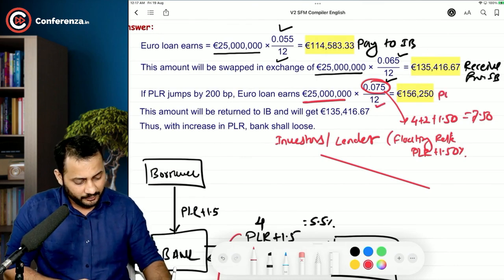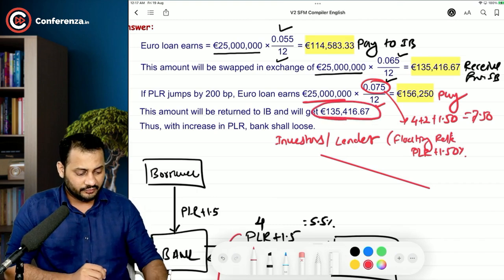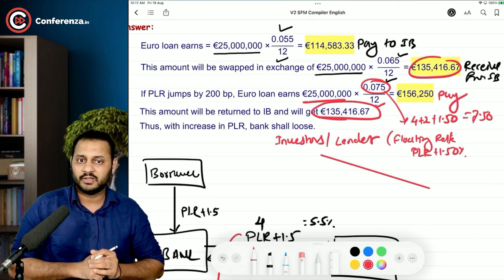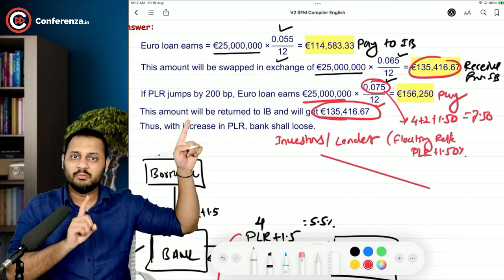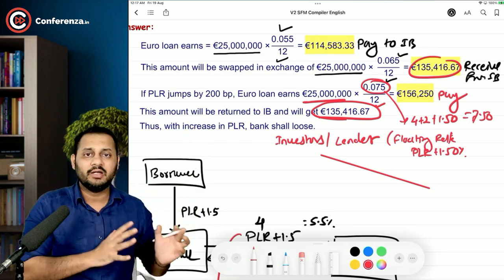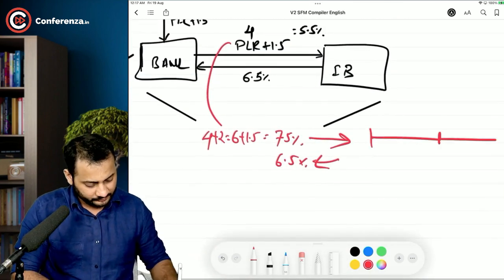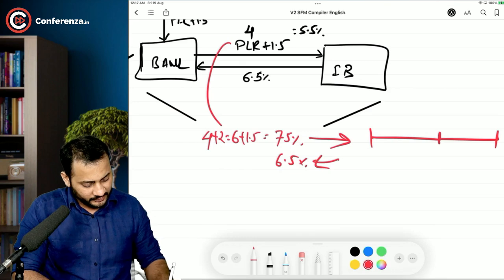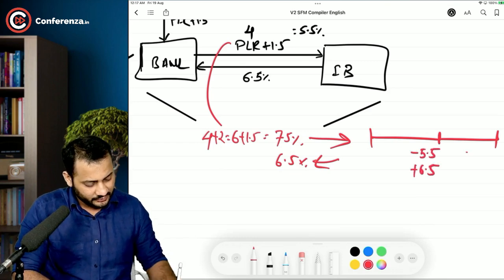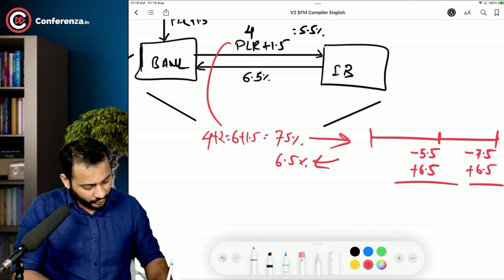This is what we will be paying the next month and receiving the same thing, because we have agreed on this fixed payment. So the receipt every month will be fixed to 135,416 at 6.5%, but the payment every month will vary. In the first month, it was like this. So if I just make it clear to you, in the first month, we paid 5.5 and received 6.5. In the next month, we paid 7.5 and received 6.5.